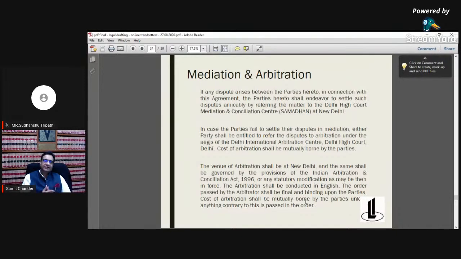So in this case, I have drafted, if any dispute arises between the parties hereto, in connection with this agreement, the parties hereto shall endeavour to settle such disputes amicably by referring the matter to the Delhi High Court Mediation and Conciliation Centre, also known as Samadhan, at New Delhi. And in case the parties fail to settle their disputes in mediation, either party shall be entitled to refer the disputes to arbitration. So once mediation is over, then they go to arbitration. Court is still far away. So that they will refer the disputes to arbitration under the aegis of the Delhi International Arbitration Centre of the Delhi High Court, Delhi, and the cost of the arbitration shall be mutually borne by the parties.